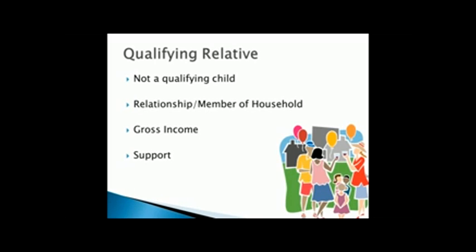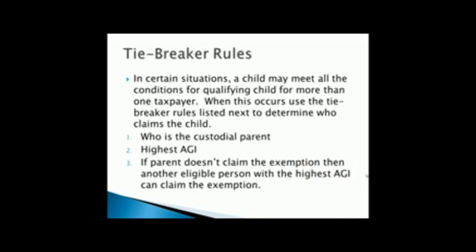A qualifying relative is not a qualifying child. The dependent can be the parent of the taxpayer or a member of the taxpayer's household that's lived with them all 365 days of the year. Parents do not have to live with the taxpayer. Their gross income must be under $3,700, and you must provide over half of their support.